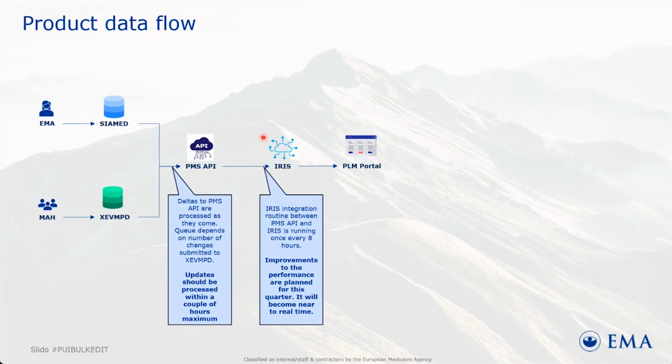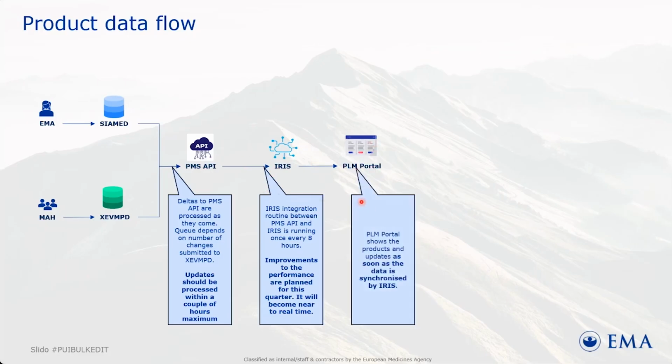As you also know from Iris, the data that you can see in the PLM portal is consumed from Iris. So as soon as the data has been updated in Iris, you can see it in the PLM portal. Just for you to understand, whenever there is something updated in SciMed or in XCMPD, it first has to go to the PMS API, where the update is almost real time.